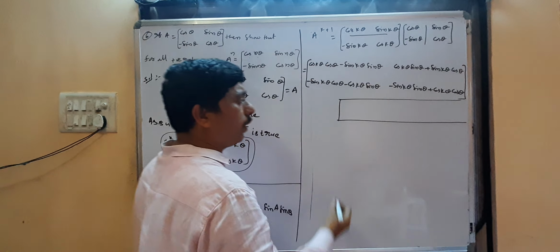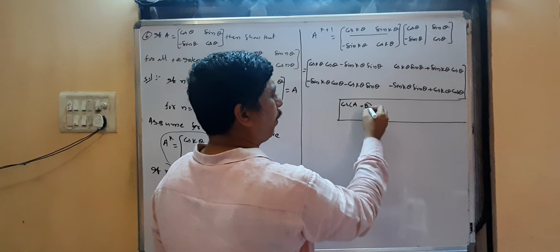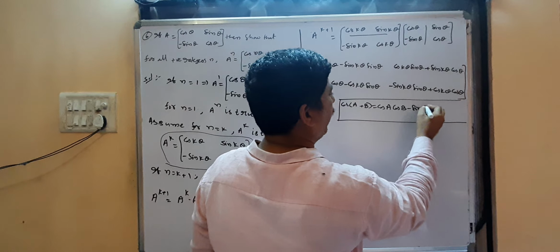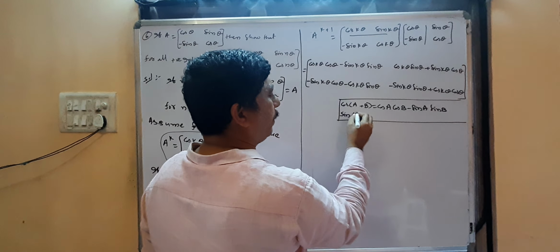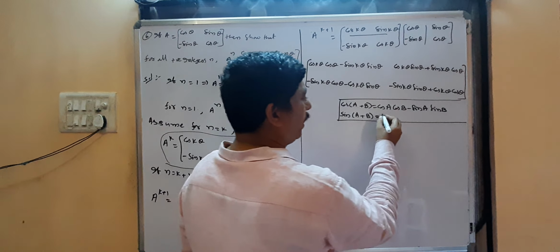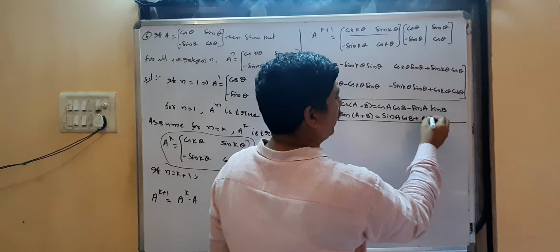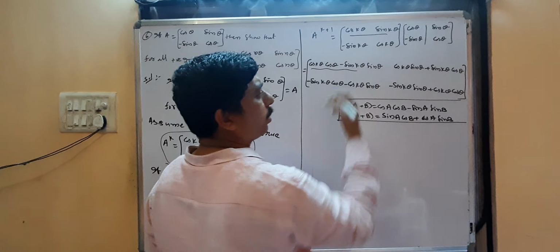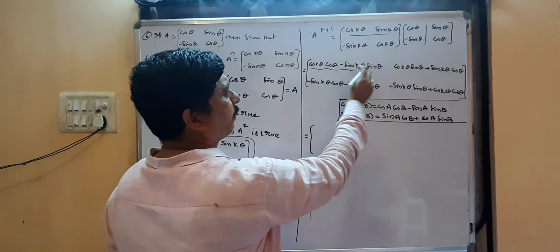We have cos of a plus b. The cos of a plus b formula is cos a cos b minus sin a sin b. Sin of a plus b is sin a cos b plus cos a sin b. So both cos, both sin means that is the formula of cos of a plus b.